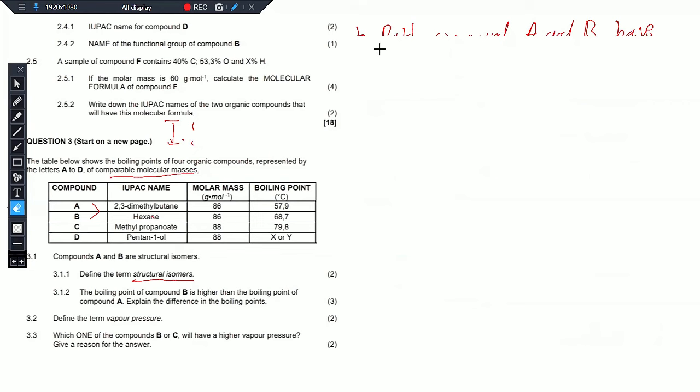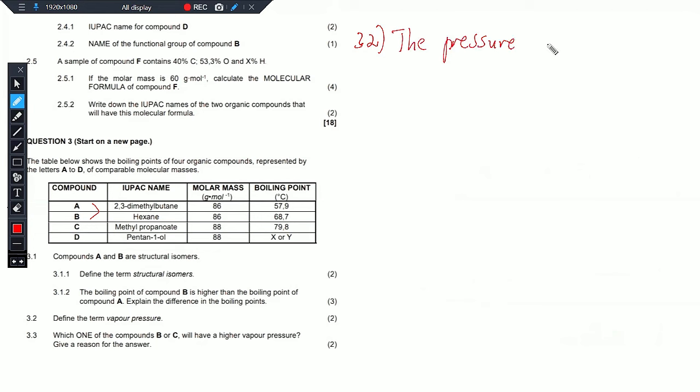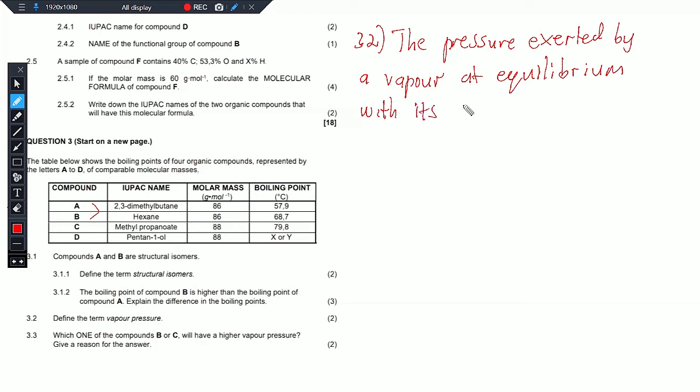Then 3.2 says define the term vapor pressure. So what is vapor pressure? We say this is the pressure exerted by a vapor at equilibrium with its liquid in a closed system. Right. So there we go.